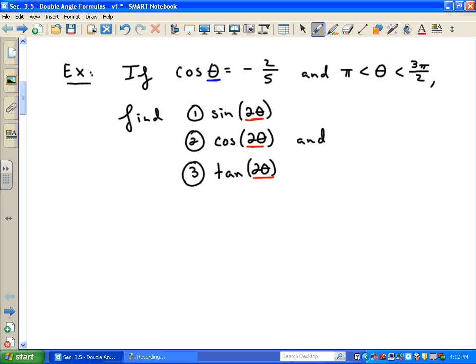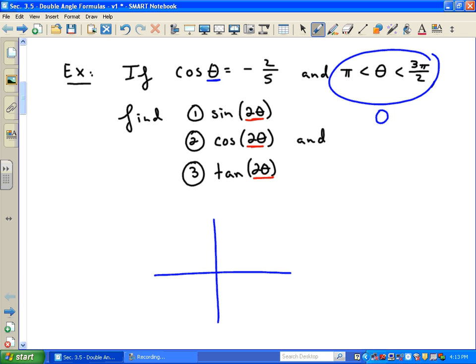Okay, first thing, go ahead and draw your information so you can better see what we're talking about. You've been given that cosine is negative 2 over 5, and you've also been given that theta is in between pi and 3 pi over 2. Well, that information tells us that I'm in quadrant 3, and so let me go draw a triangle in quadrant 3. Cosine being negative 2 over 5 tells me that my r value is 5, and my x value, because I'm in quadrant 3, is negative 2, and I don't know what y is. I can find y, though, by using Pythagorean theorem. Let's go ahead and do that.